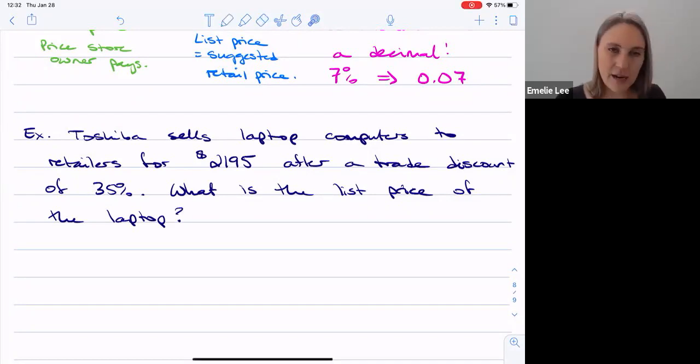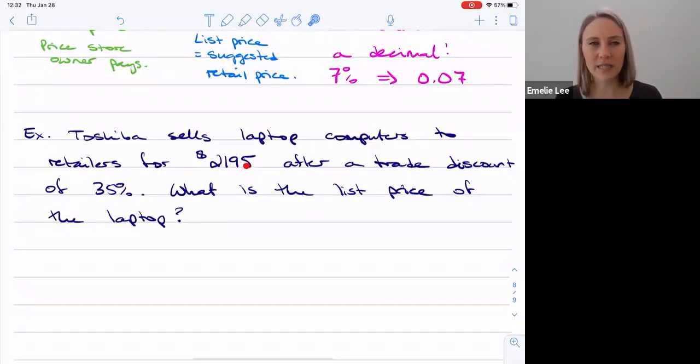Okay. Now, for me, a lot of these problems, how they're worded, can be a little bit vague, right? So they sell this laptop computer to retailers for this amount after a trade discount. So does that include the trade discount or no? If you're finding that it's kind of tricky, then once you read this part, what is the list price, we can assume that this is the net price, right? And then after a trade discount. So sometimes we have to make kind of these extensions and that's okay, right?